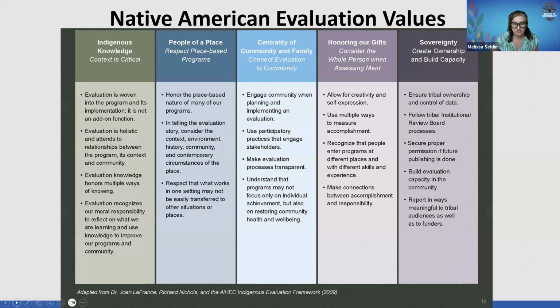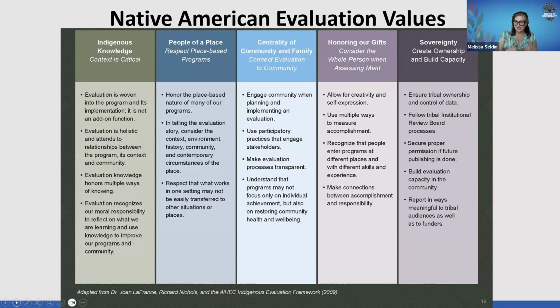So it may not be just from a survey. There may be a survey, there may be storytelling, there may be a tribal elder meeting, there may be all these different things, and all of those ways are given equal value within the evaluation. There's no quantitative data rules everything, which is very common in Western evaluations. Honoring our gifts, in the evaluation context, would recognize that people enter programs in different places with different skills and different experiences. In contrast, Western evaluation assumes, and I would say in the case of randomized controlled trials or quasi-experimental designs, mandates a similarity between the individuals in an evaluation.